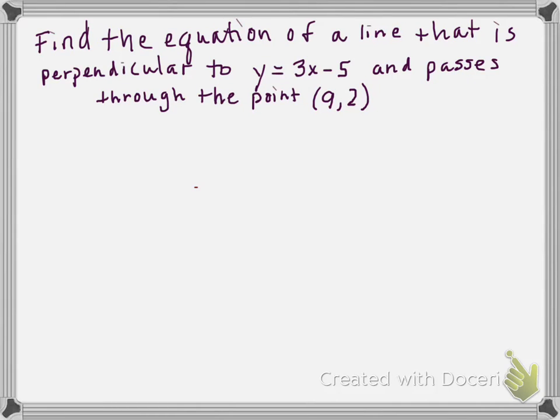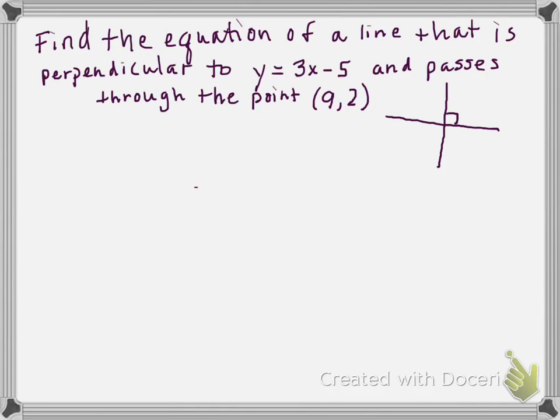Now we're going to find the equation of a line that's perpendicular to y equals 3x minus 5 and passes through the point (9, 2). First we need to review perpendicular lines. A perpendicular line is one that crosses another line, and the angle that they form is 90 degrees.